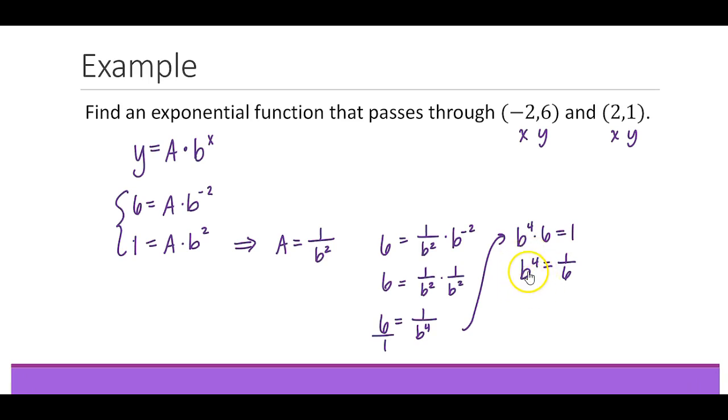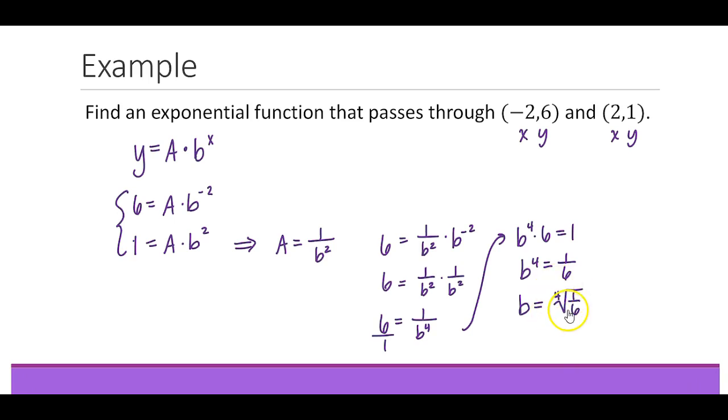Now to solve for b, I have to take the 4th root of both sides. So I have b is equal to the 4th root of 1 over 6. Now, this is not a traditional value, but it satisfies our criteria for an exponential function. B, the base, has to be a real number, and it has to be positive, and it can't equal 1. So this is fine. This is my value for B, the fourth root of 1/6.